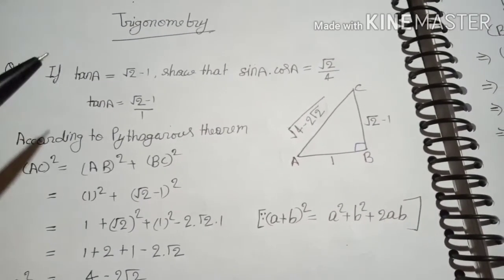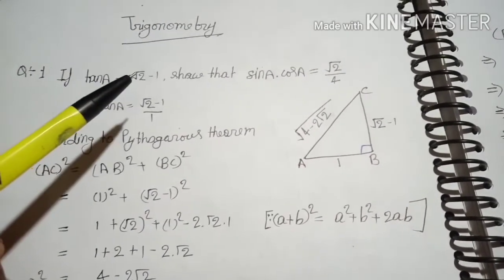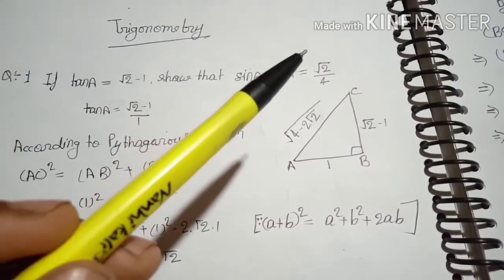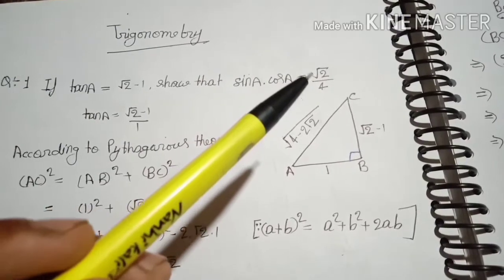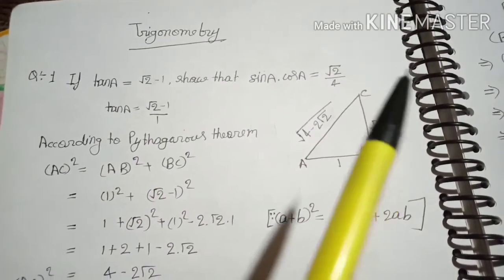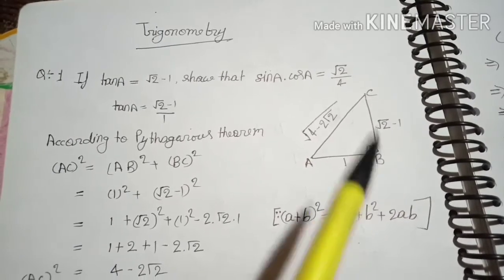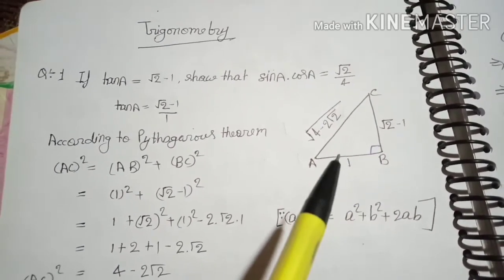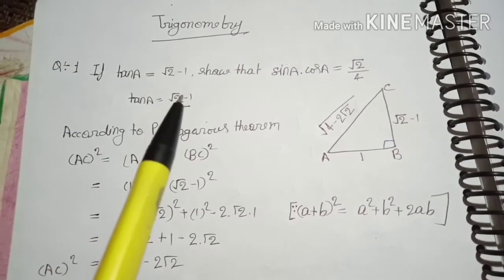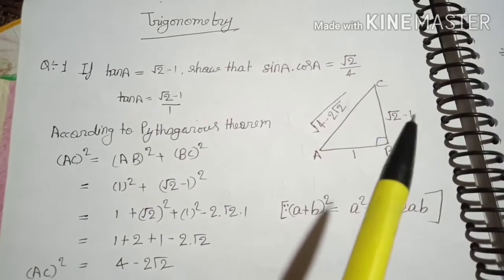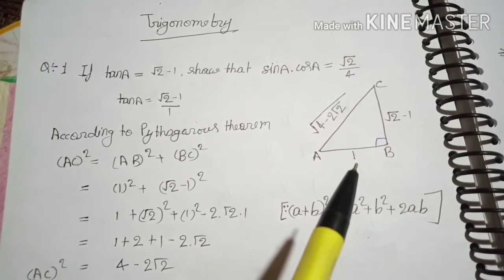Question number 1. If tan A is equal to root 2 minus 1, show that sin A into cos A is equal to root 2 divided by 4. So we draw a right angle triangle ABC. AB is the base, BC is the perpendicular and AC is the hypotenuse. Since tan A is equal to perpendicular divided by base, the value of perpendicular is root 2 minus 1 and the value of base is equal to 1.